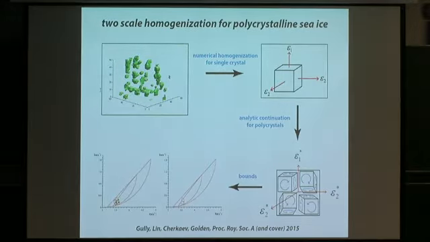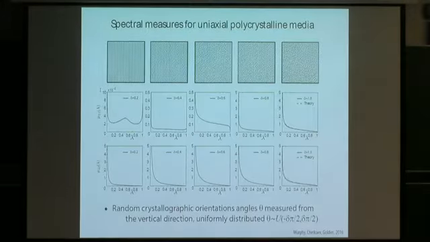Two-scale homogenization, I'm thinking of in terms of, here's an individual crystal. We numerically homogenize that to get the unit complex permittivity tensor, and then we plug that base tensor into the analytic continuation method to derive, for example, rigorous bounds on the complex permittivity given, say, the average orientation and other information like that. And of course we invert that as well. Because of the way we've done this, we can compute those eigenvalues and eigenvectors for the spectral measures for the polycrystal problem as well.